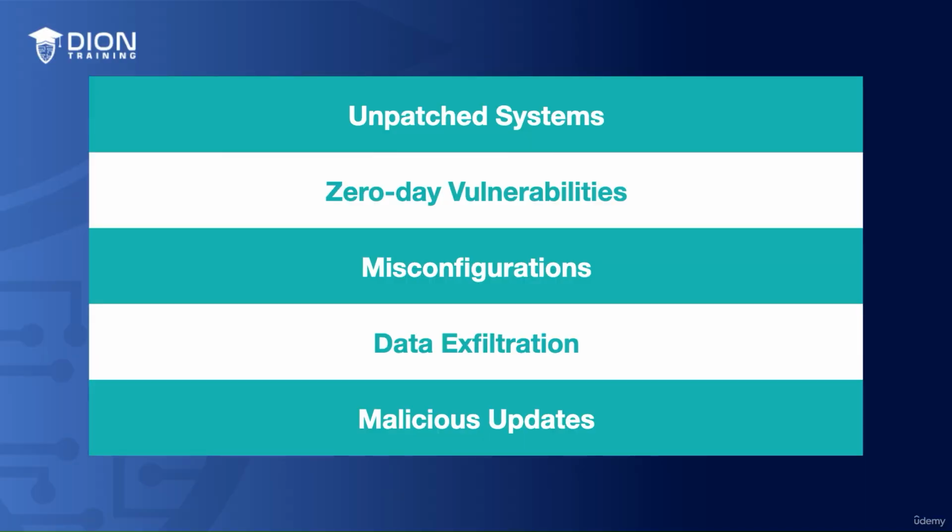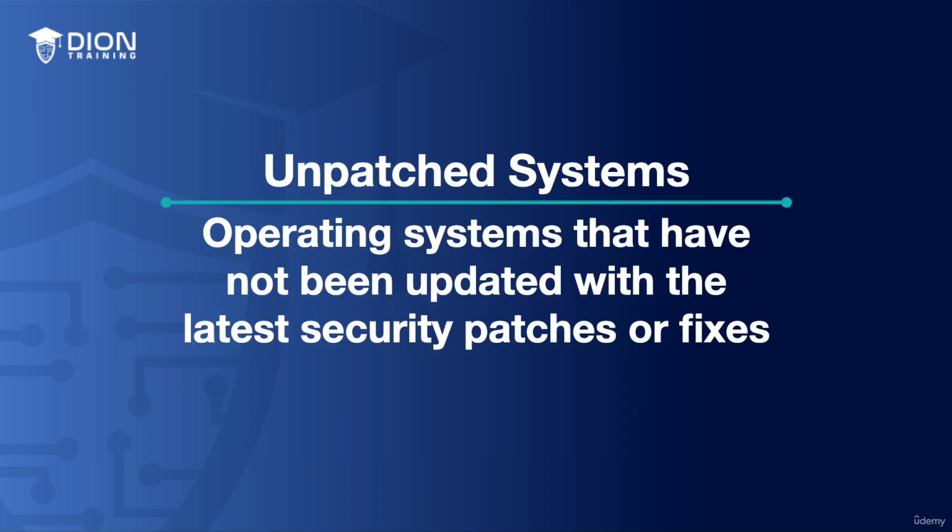These vulnerabilities include unpatched systems, zero-day vulnerabilities, misconfigurations, data exfiltration, and malicious updates. So, let's explore some of the vulnerabilities, their implications, and the measures that we can adopt to better secure our systems. First, we have unpatched systems. Unpatched systems refer to those operating systems that have not been updated with the latest security patches or fixes. These systems are highly susceptible to attack because they contain vulnerabilities that might have been addressed in newer updates.